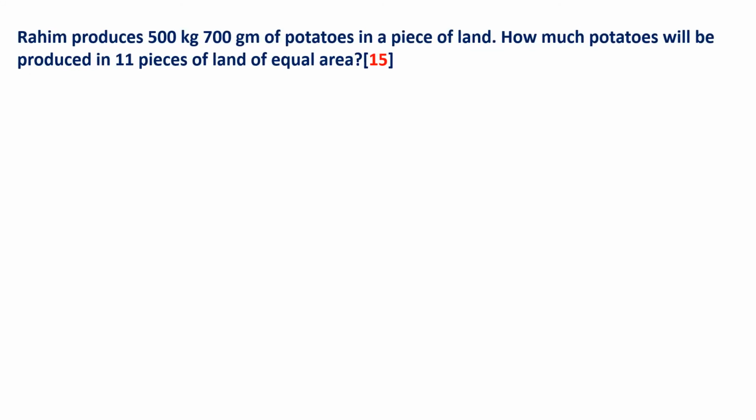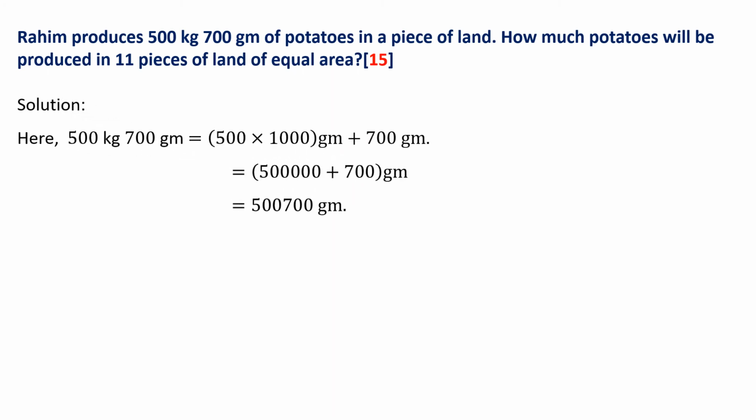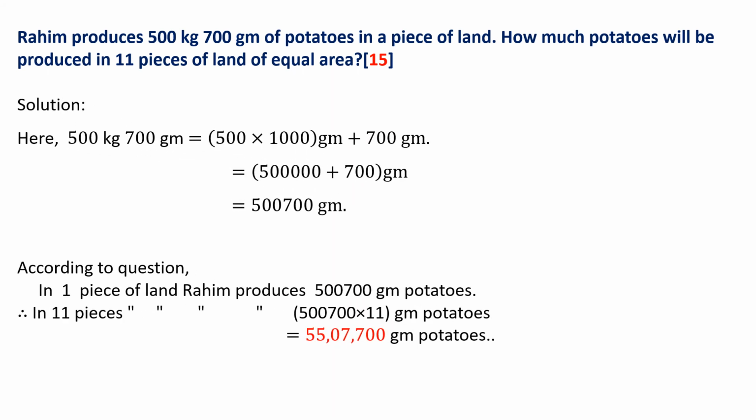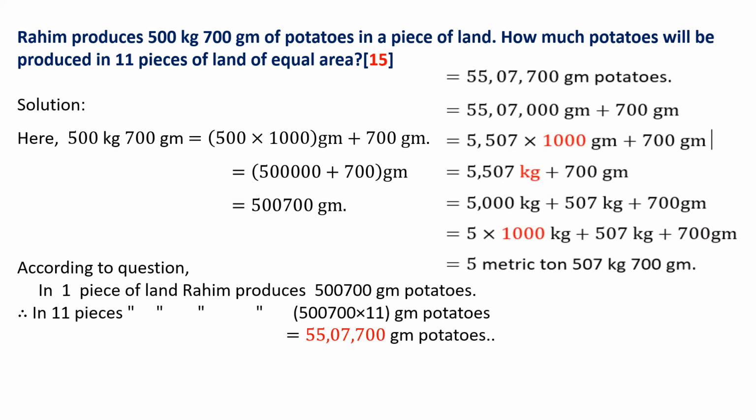Okay, now we are done with solving problems for area and volume based units. Now let us see some problems from our textbook. Rohim produces 500 kg 700 gram of potatoes in a piece of land. How much potatoes will be produced in 11 pieces of land with equal area? That's so simple. Just convert 500 kg 700 gram to grams and multiply by 11 to get the total gram of potatoes, and the conversion is there. The final answer will be 5 metric ton 507 kg 700 gram.